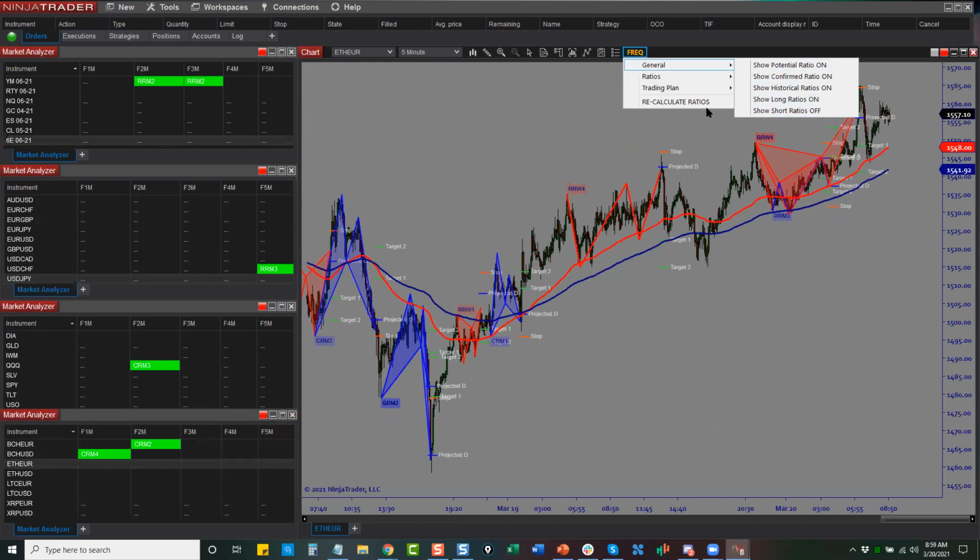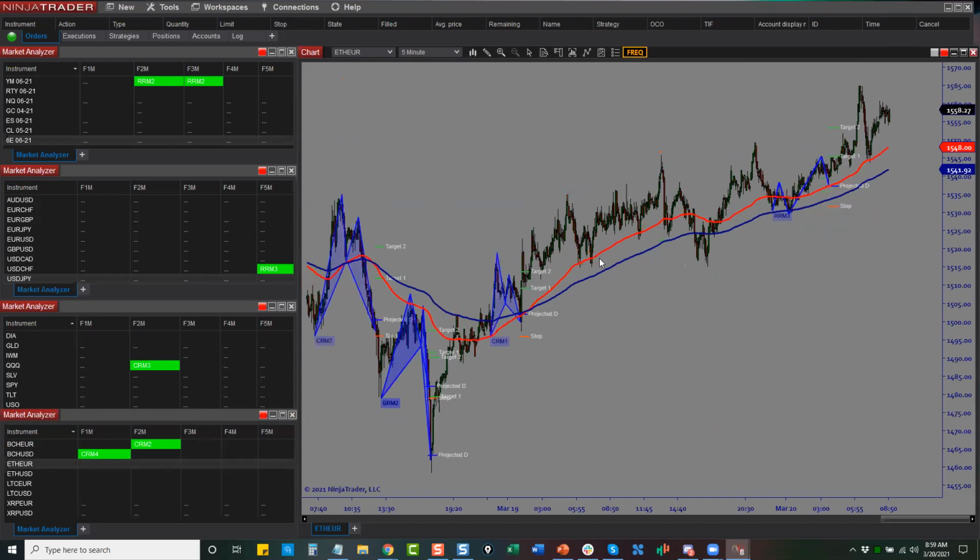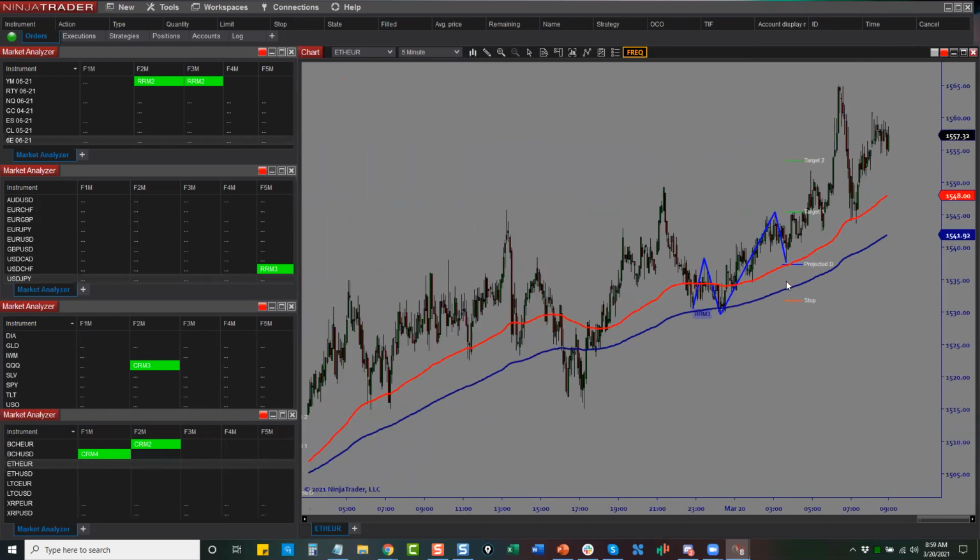Let's take a look at the shorts, take them off. So I'm only looking to go long. Where's the long ratios? Take a look at this. Long ratio came in here. You might have missed that one, but you would have got this one. Big trades. As a day trader, that's a big trade.